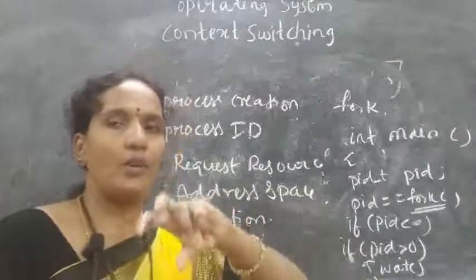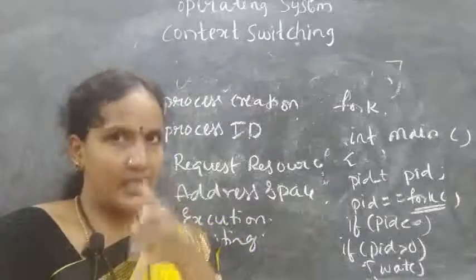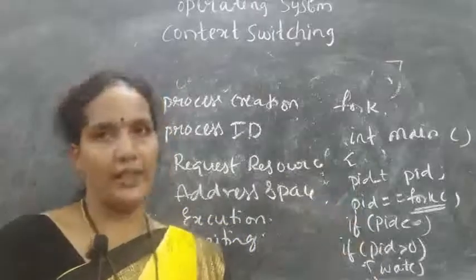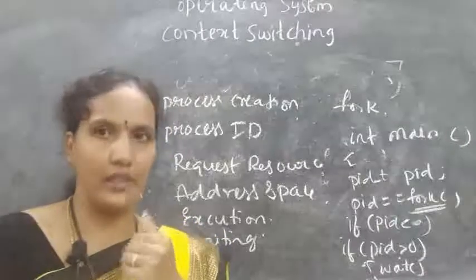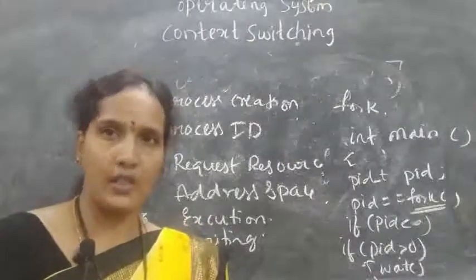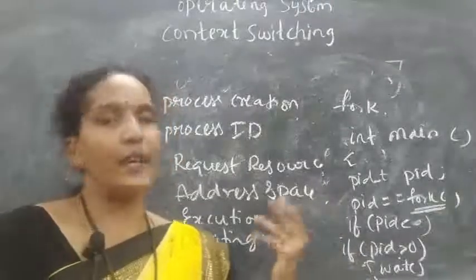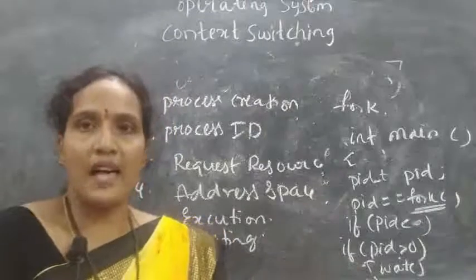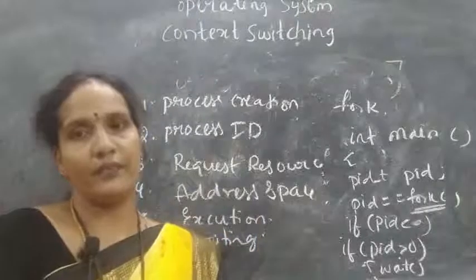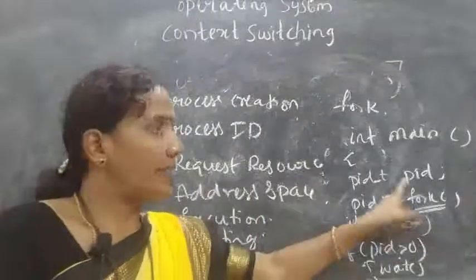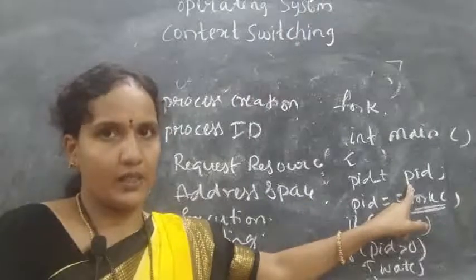Fork means whatever child process is created, that process ID, that child ID is stored in the PID. If the PID is less than 0, it means the child has not been created. If PID equals 0, the child is created. Next, if PID is greater than 0, more number of children are there, then the parent should wait till the execution of the child. Understood? Here, PID is used to store the ID of the child process.